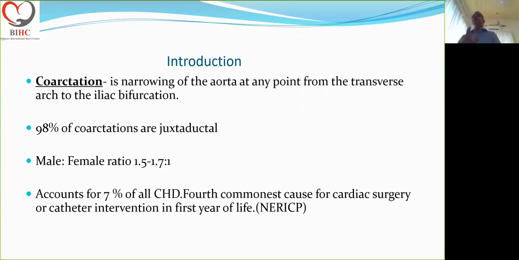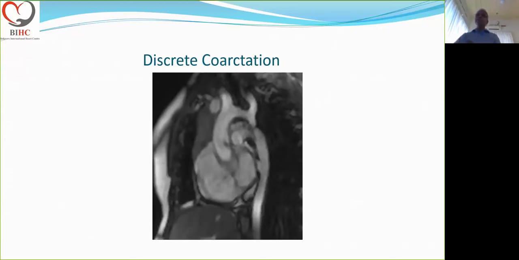Coarctation is a narrowing of the aorta anywhere from the transverse arch to the iliac bifurcation. Now that is a technical definition. 98% of the coarctations that you and I are going to see would be juxtaductal, around the insertion of the ductus into the descending aorta. The portion of the descending aorta between the left subclavian artery and the ductal insertion is called the isthmus of the aorta. So the coarctation is usually isthmal. There is a slight male preponderance.